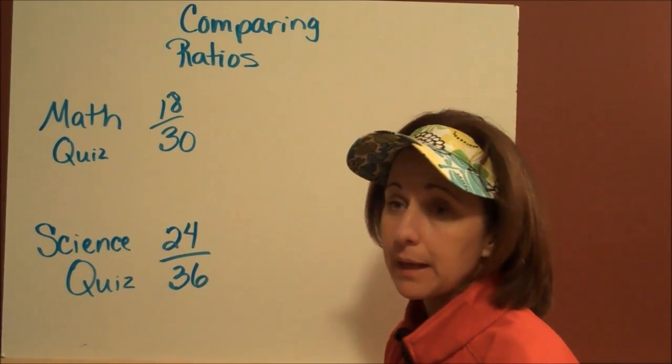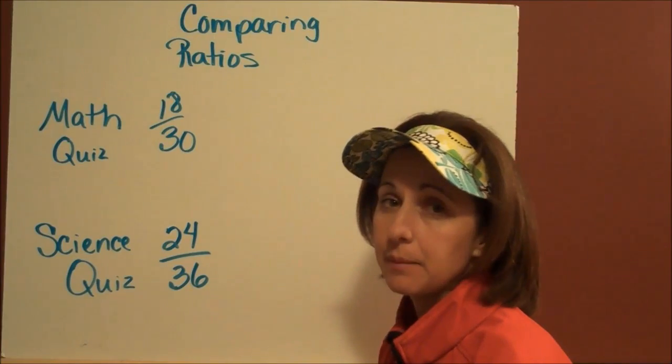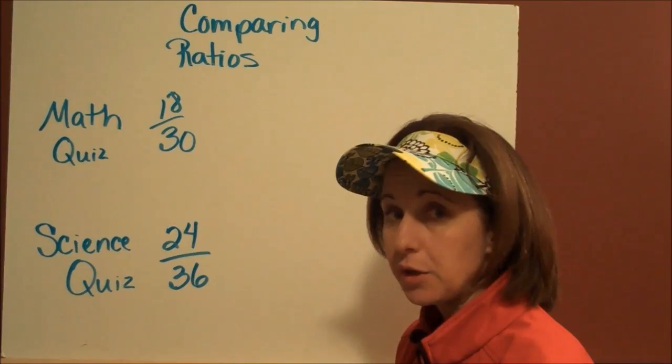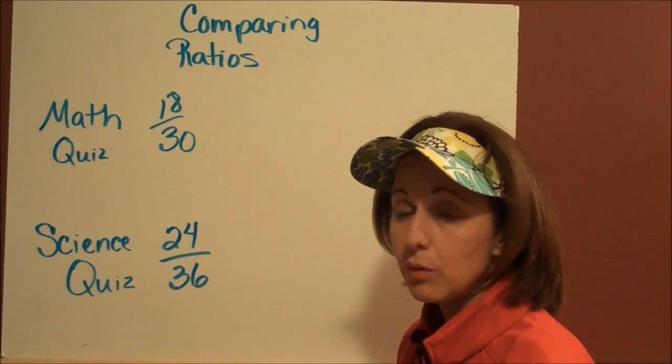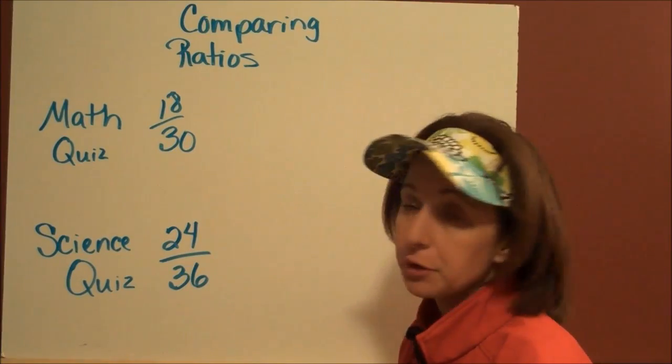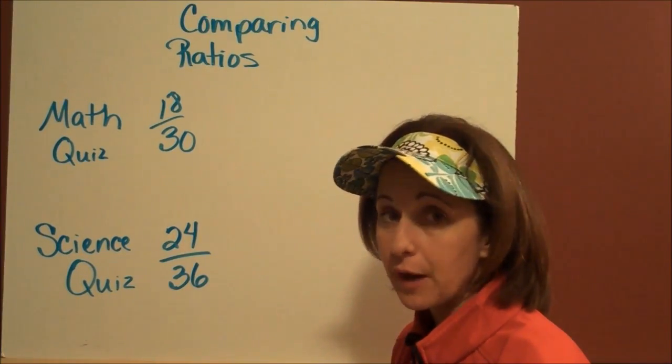But instead I write how many you got correct out of how many total there were. That's how most grades are done. So ratios can be part to whole or part to part. Comparing ratios, you're going to use the same skills you learned in your fraction unit.